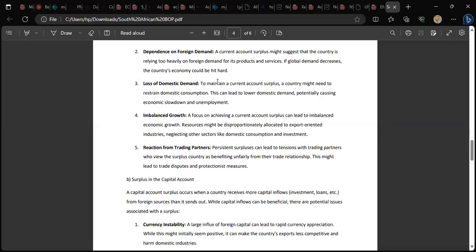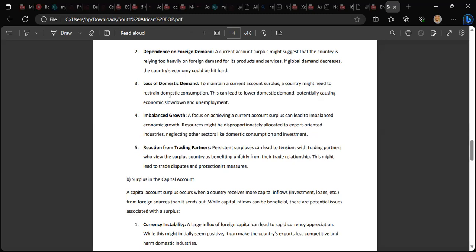And then the loss of domestic demand. To maintain a current account surplus, a country needs to restrain domestic consumption. This we're going to be dealing with again much later. There was a little bit of it on the assignment, right? But one way in which domestic consumption can be restrained could be through fiscal policies, right?